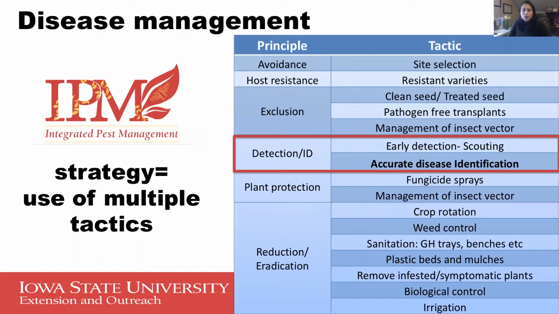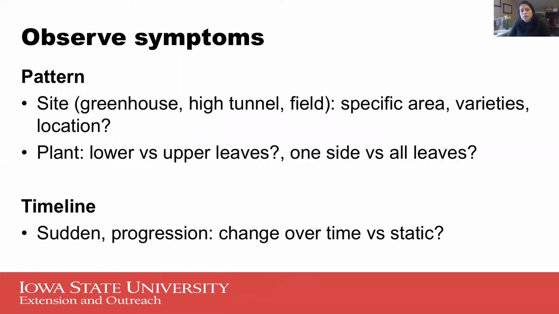So when it comes to diagnostics, it's all about observation skills. Look at the pattern of the symptoms in a particular site, either a greenhouse, high tunnel, or field. Are symptoms related or specific to an area, specific to a variety, specific to a location, close to the ditch, close to the vent, close to the entrance of the greenhouse or high tunnel? What is the pattern on the plant? Are the lower leaves affected or are the upper leaves affected? Is it one side of the plant? Are all the leaves in the plant affected?